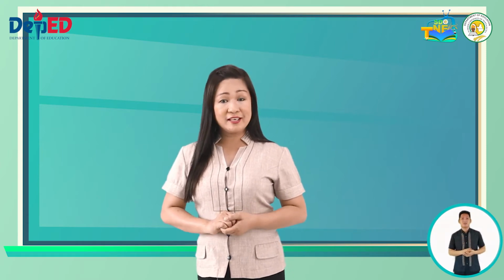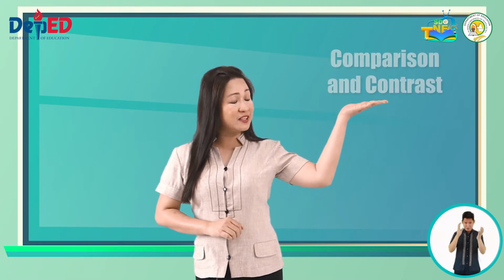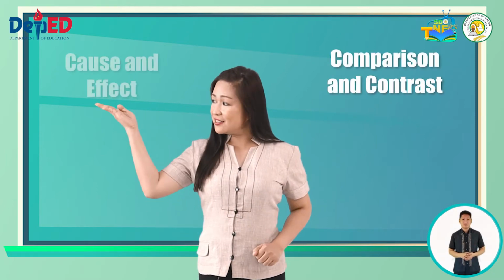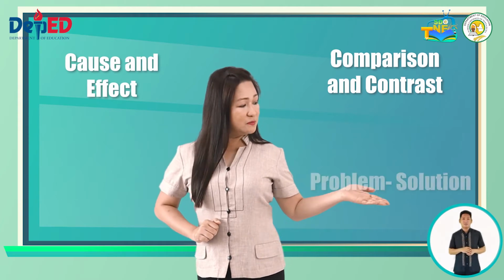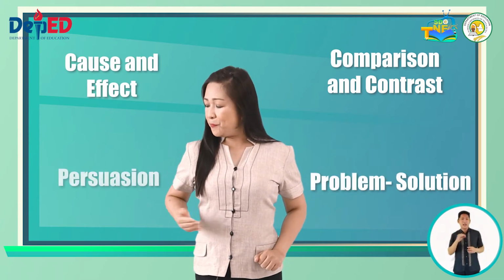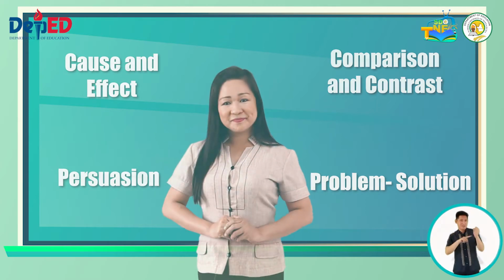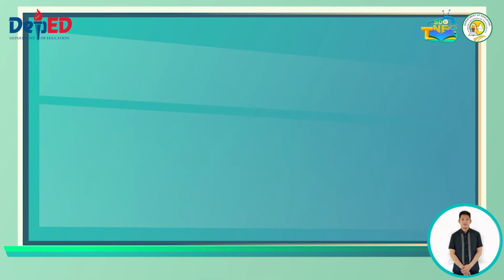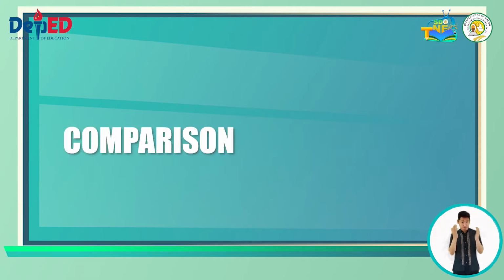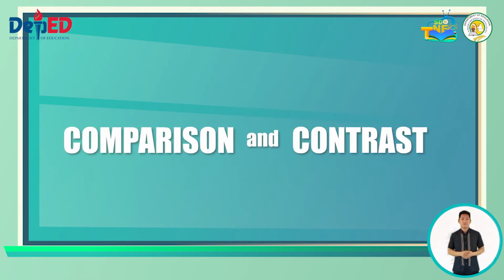At this point, we will focus on the 4 commonly used patterns of development in writing. These are the comparison and contrast, cause and effect, problem solution, and persuasion. Let's get started! First, we have the comparison and contrast. This is a way to show the distinction between subjects or ideas.